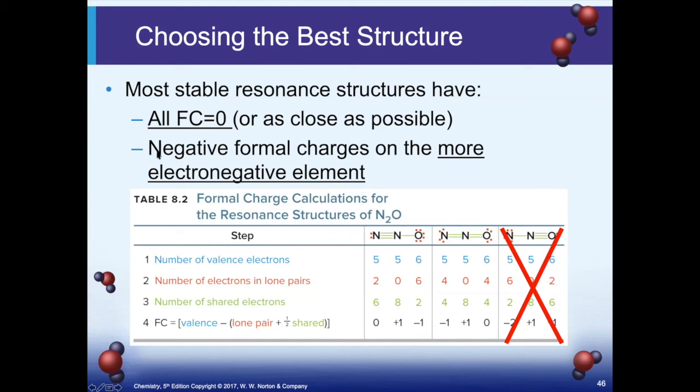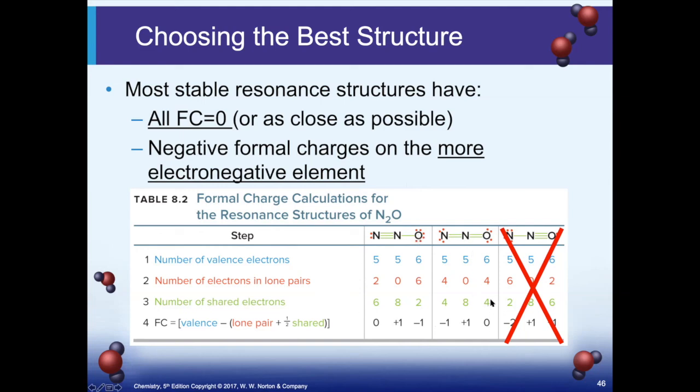So remember the second rule here. The negative formal charge needs to go on the more electronegative element. Or remember the periodic trend: electronegativity increases as you go up and to the right on the periodic table. Well, oxygen is further to the right on the periodic table than nitrogen. So oxygen is more electronegative. So you want to pick the one where the negative formal charge is on oxygen.